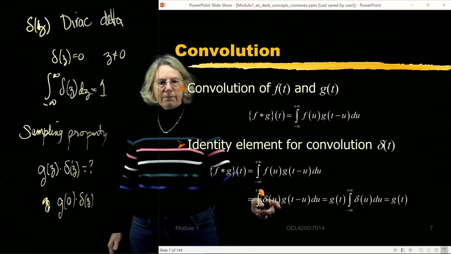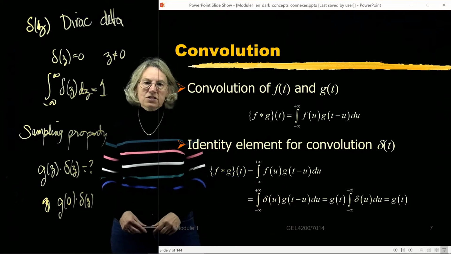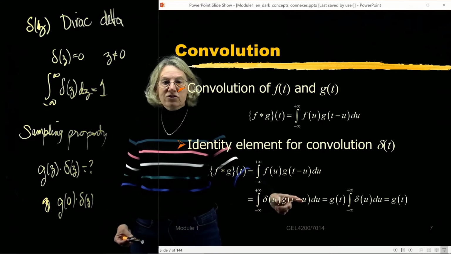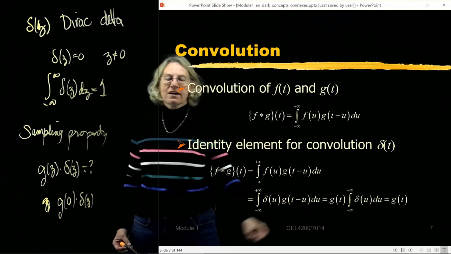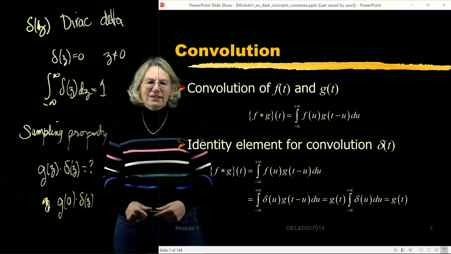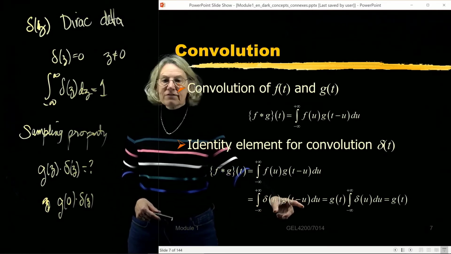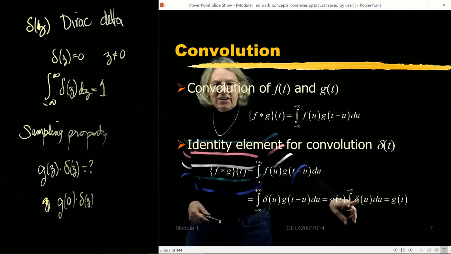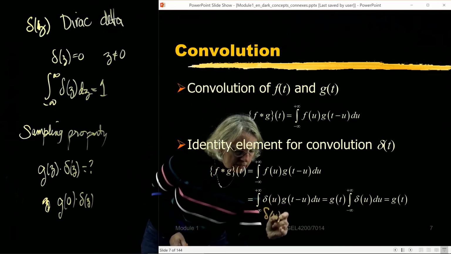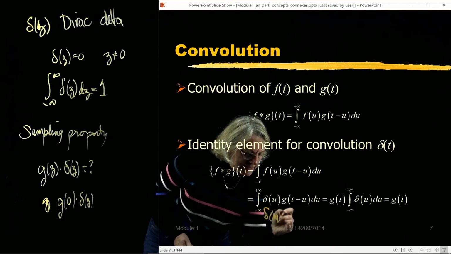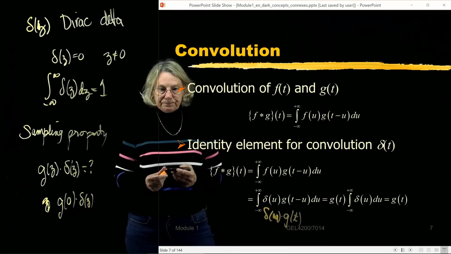So I know that I'm multiplying this delta of u by g of t minus u, and so the only value of g that matters is when u is equal to t, because then the argument of g will be 0. So at u equal to t, that's the only value that counts. So I can put in here g of t, so I could have written this as delta of u times g of t, because that's the value when u equals 0.